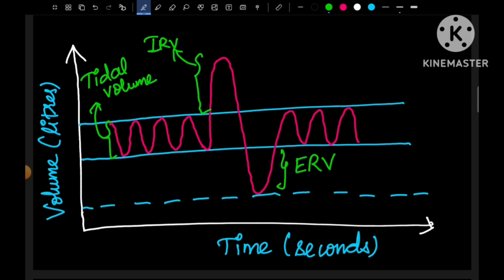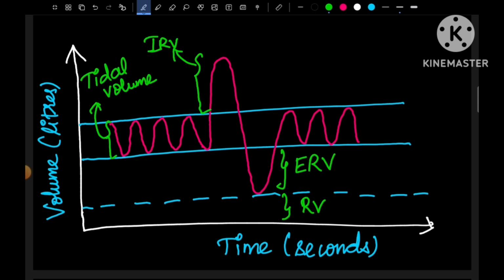Next, what is this tiny part here? I asked you to draw a dotted line, right? What is this tiny part? This is RV. It is not reserve volume, it is residual volume. Yes, this is the residual volume.